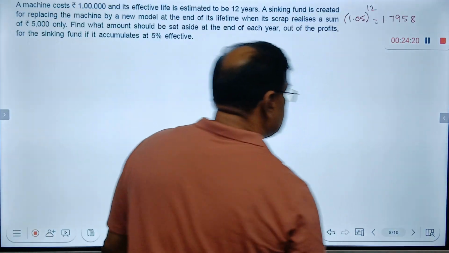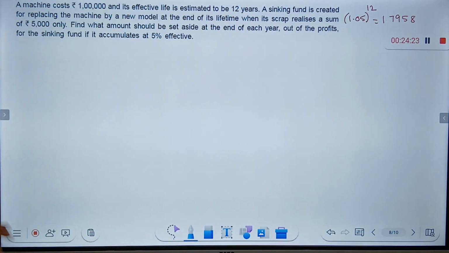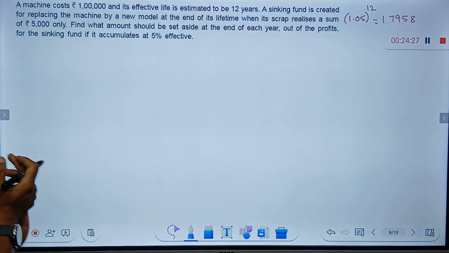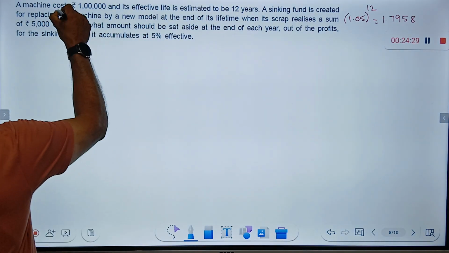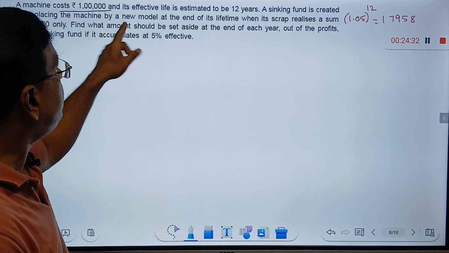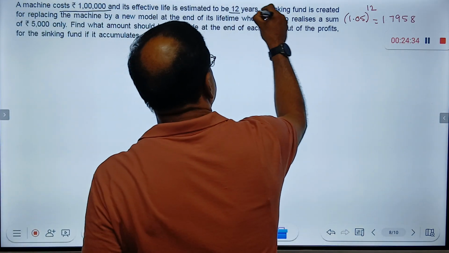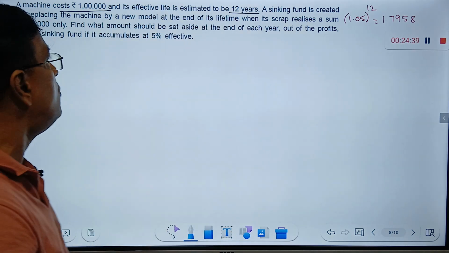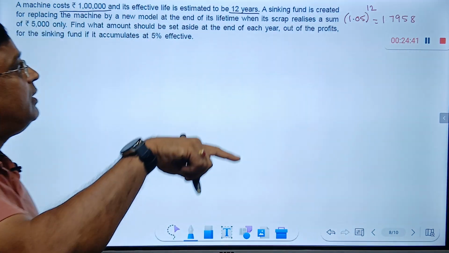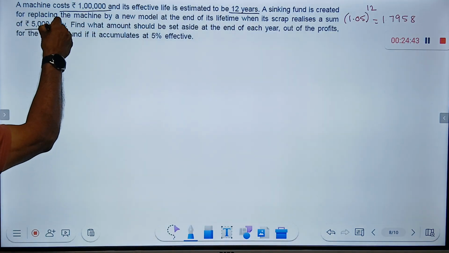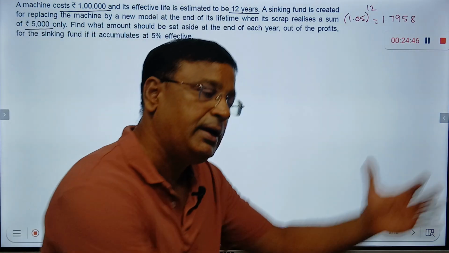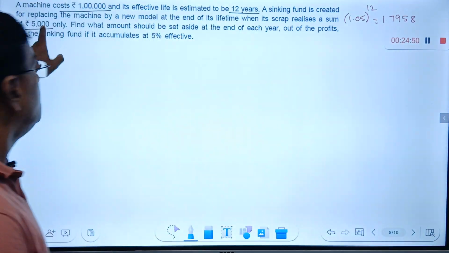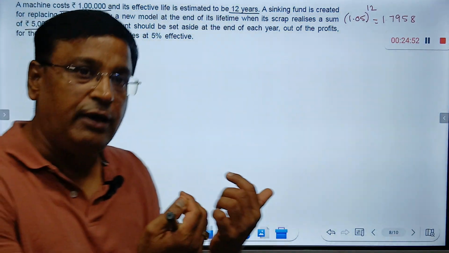Now let's go to the next question. Now look at this. This is slightly different. A machine costs 1 lakh and its effective life is estimated as 12 years. The sinking fund is created for replacing the machine by a new model at the end of its lifetime when its scrap realizes 5,000. So I am throwing away my old machine. When I throw that old machine, my scrap value is 5,000.